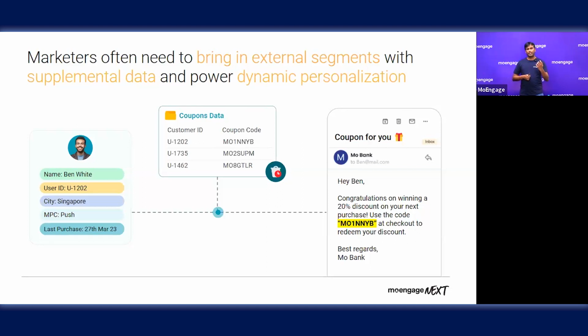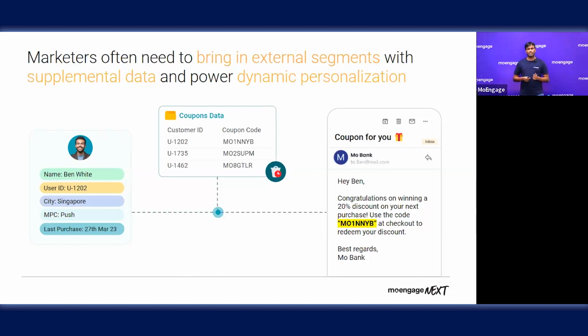And typically, the current approach for a modern CEP platform like us is that you need to import them in the form of user properties. But the use case in this case is a short-term use case where you just want to use that data only for a given campaign.